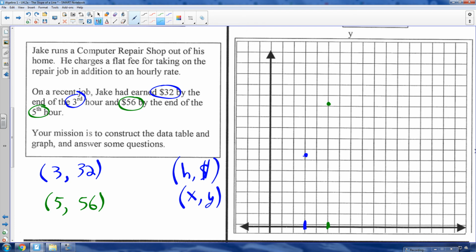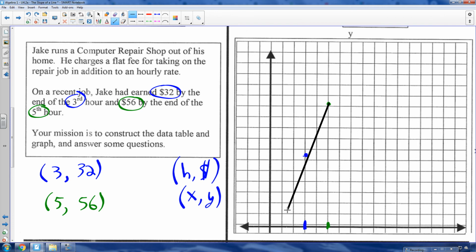So you wanted to just construct the data table, the graph, answer some questions. He charges a flat fee. So we're going to need to try to figure out what's going on there. I know that if I have 2 points anywhere, you don't have to have the y-intercept. Any 2 points can give you the graph of a line. So I'm just going to go ahead and take these 2 points and draw a line through them. Try to figure out what's going on here.